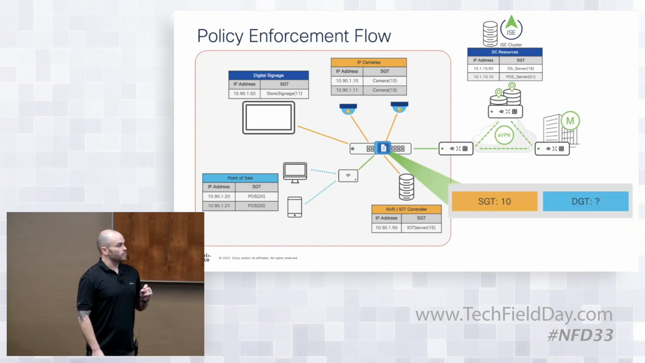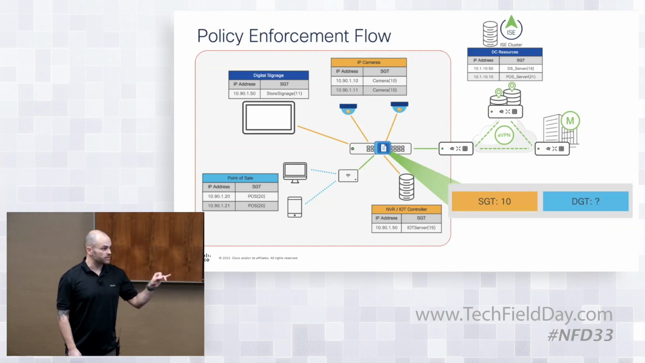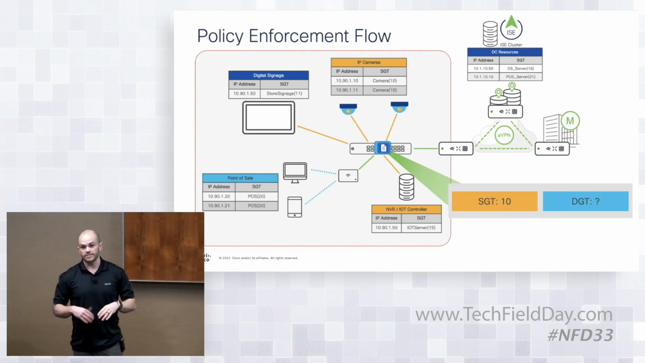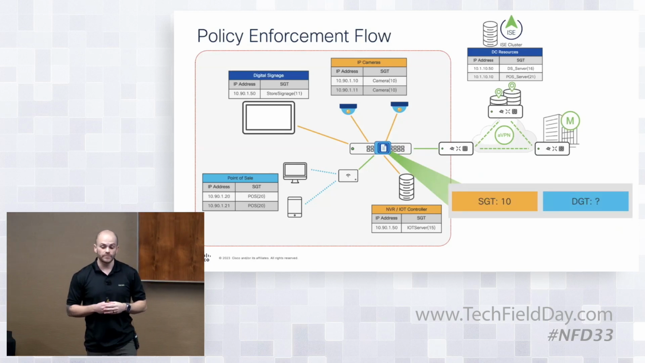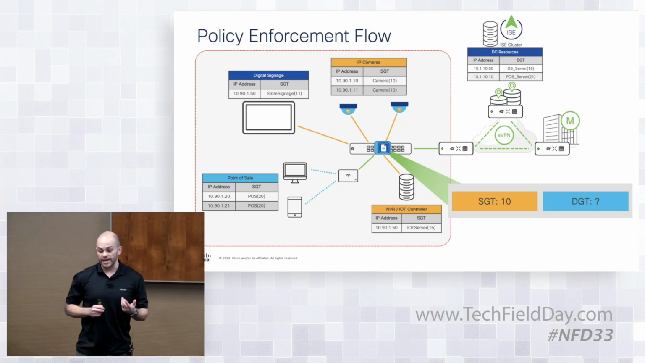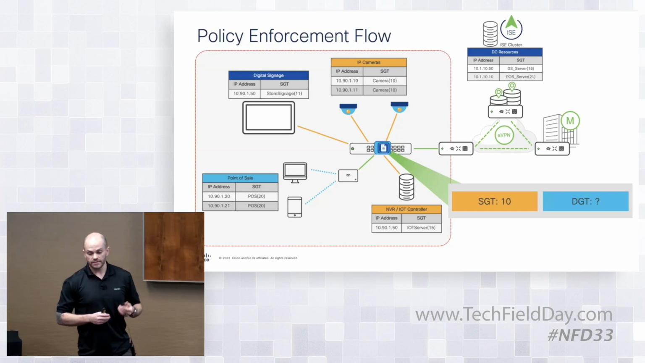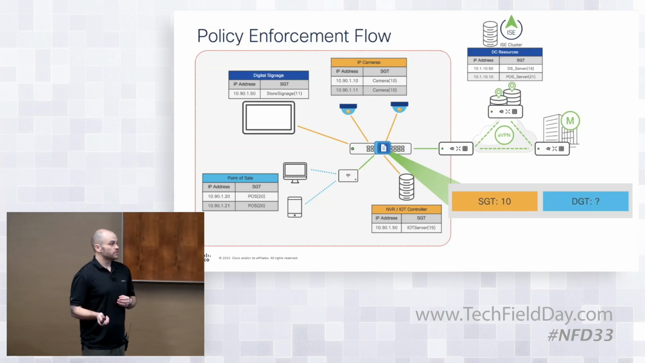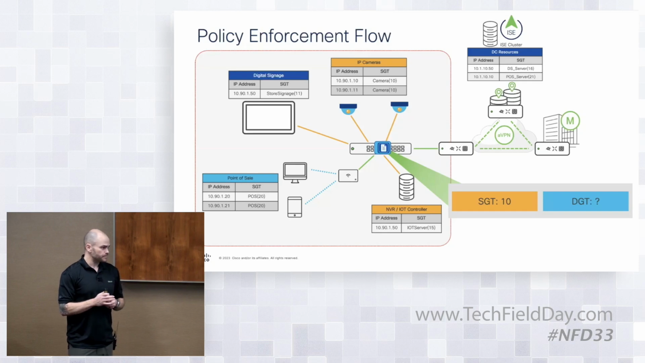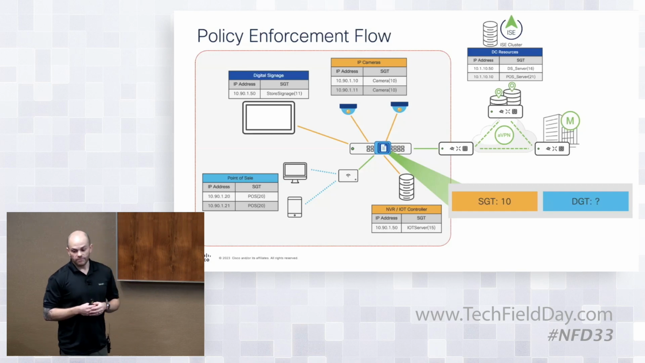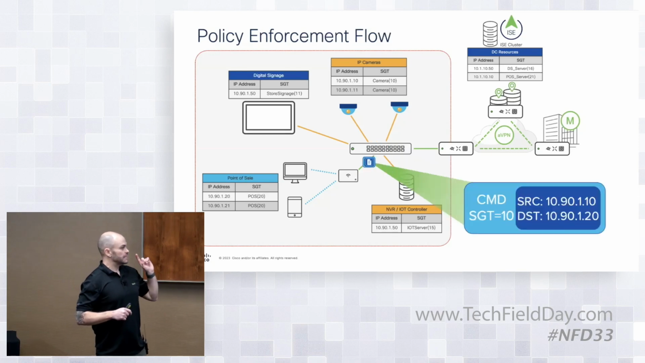And then once that traffic comes in, the way this works is we'll look up in the table and see if we know the destination group tag. In this case, this switch does not have this point of sale device directly connected, and so it doesn't know that DGT. So it will forward that traffic on with the CMD header containing the group information, and it'll forward that on to the access point.